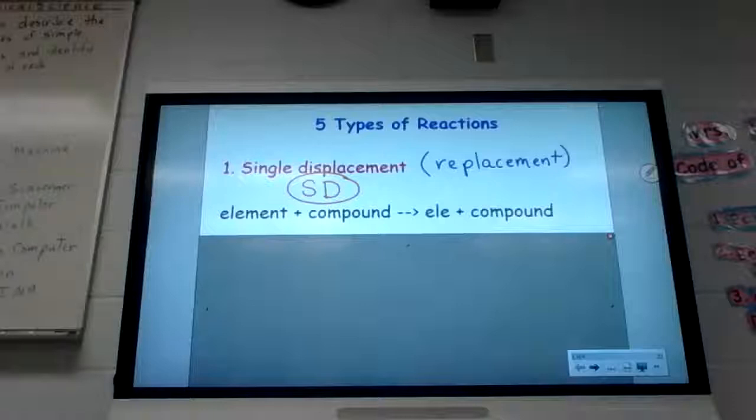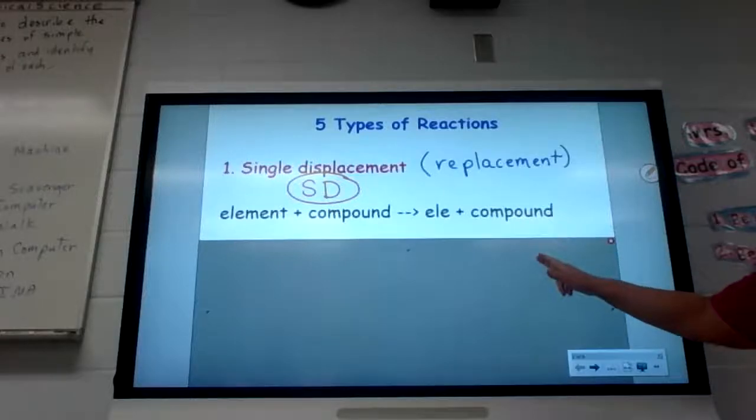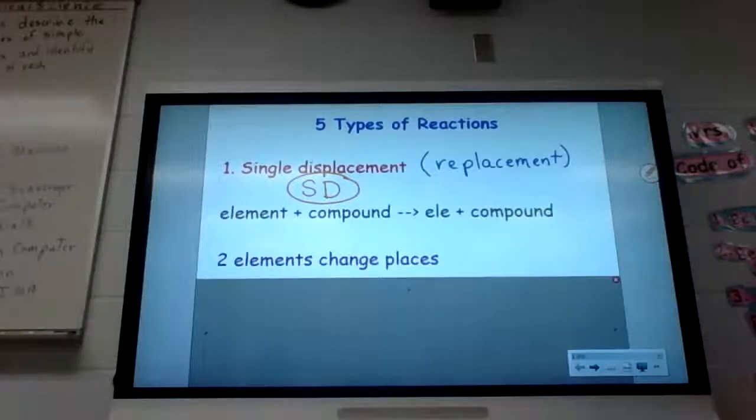An element plus a compound, and you get an element plus a compound. So why is it called displacement or replacement? It's called that because two elements are going to change places. One of the elements in the compound is going to switch places with that singular element. They're just going to switch their places. And there are five of these that we're going to do.